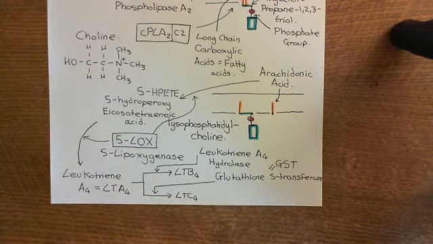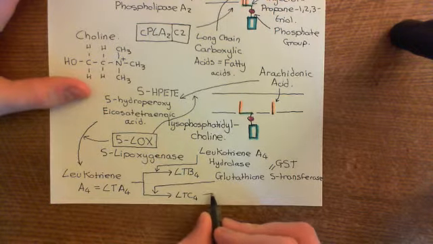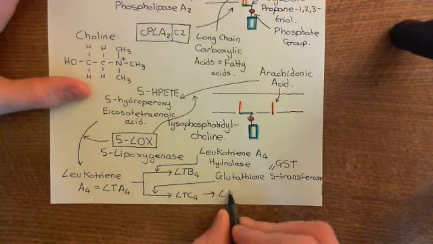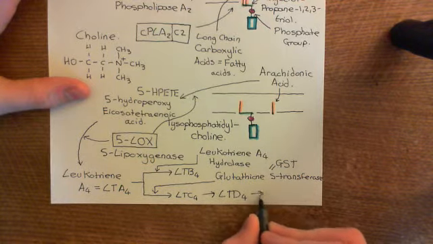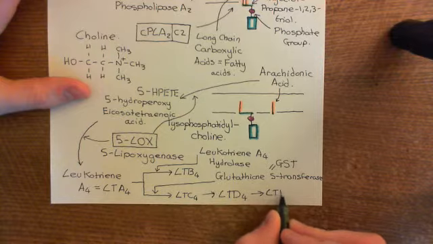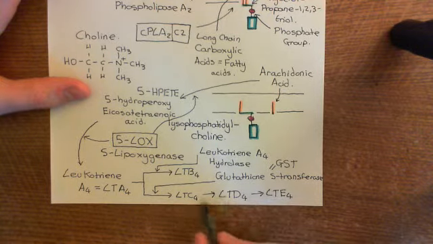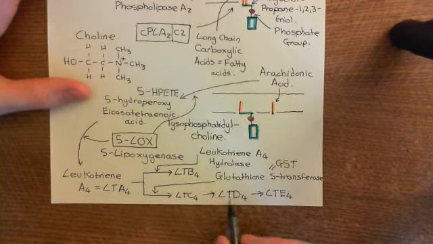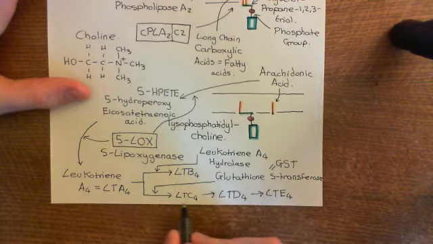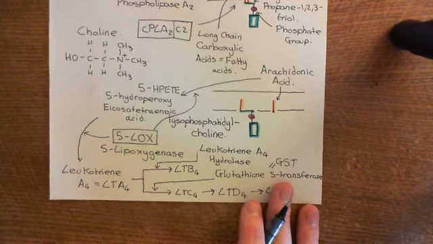Or it can be converted into leukotriene C4 by the enzyme glutathione S-transferase. Leukotriene C4 can then go on to be converted into leukotriene D4, and then even further it can go into leukotriene E4. Now all three of these separate stages are going to be secreted from the mast cell, and together these three are collectively known as cysteinyl leukotrienes.